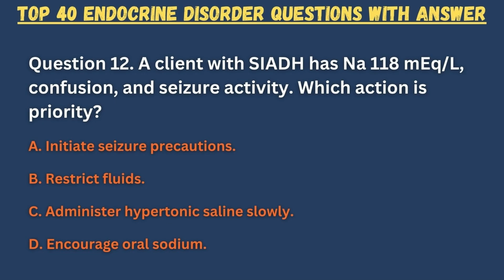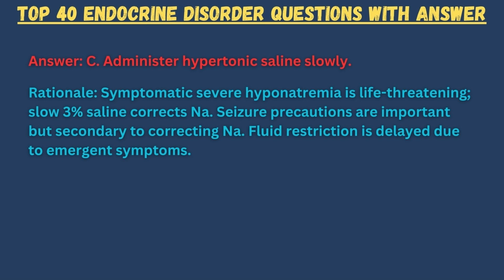Question 12. A client with SIAD has sodium 118 milliequivalents per liter, confusion, and seizure activity. Which action is priority? A. Initiate seizure precautions. B. Restrict fluids. C. Administer hypertonic saline slowly. D. Encourage oral sodium. Answer: C. Administer hypertonic saline slowly.